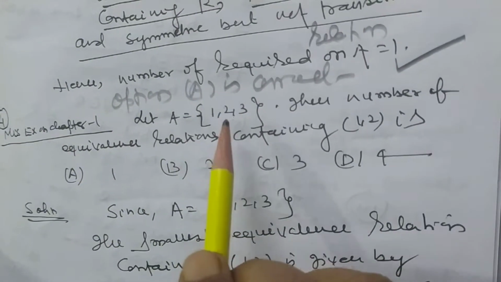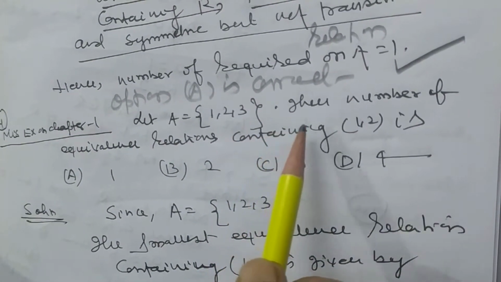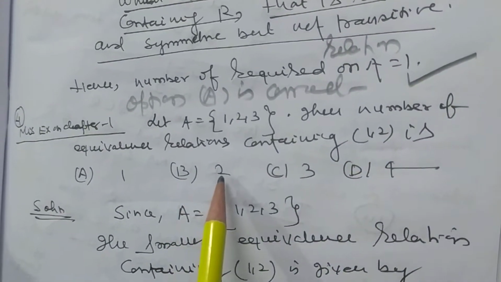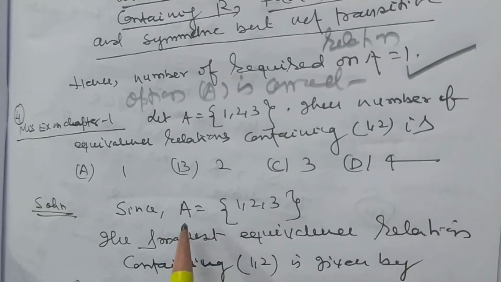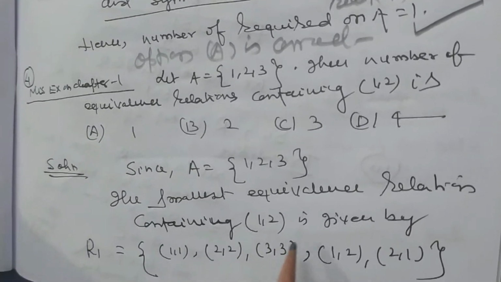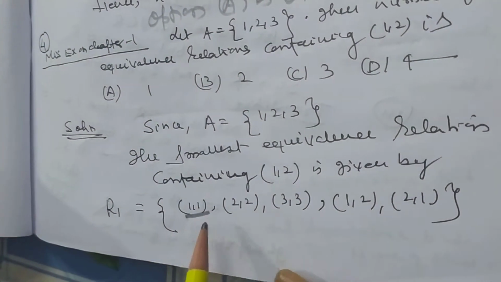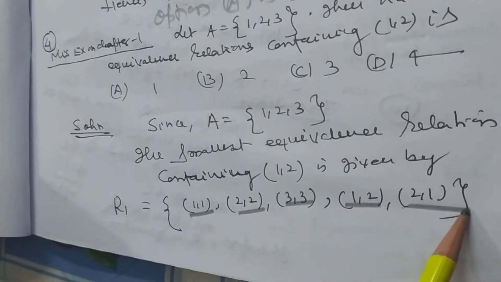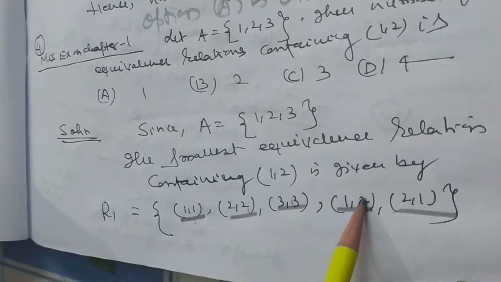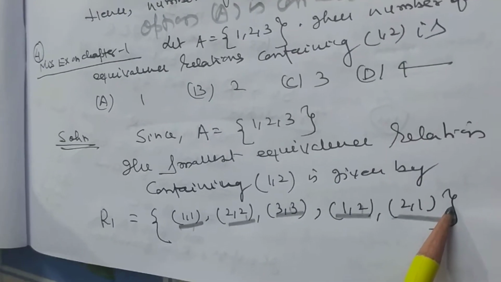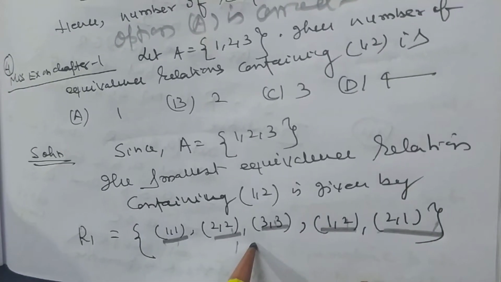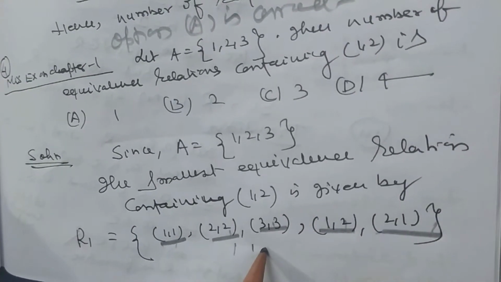Let A be the collection of elements 1, 2, 3. The number of equivalence relations containing (1, 2) is 1, 2, 3, or 4. Let A be equal to 1, 2, 3. The smallest equivalence relation containing (1, 2) is given by R1 equal to (1, 1), (2, 2), (3, 3), (1, 2), (2, 1). So it is reflexive, symmetric, and also transitive.